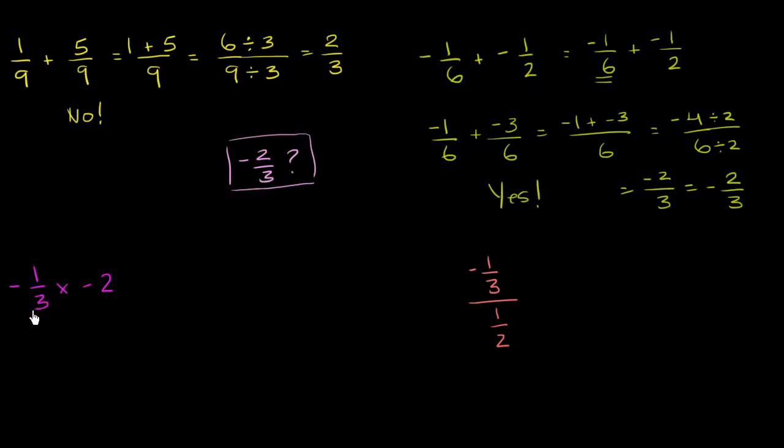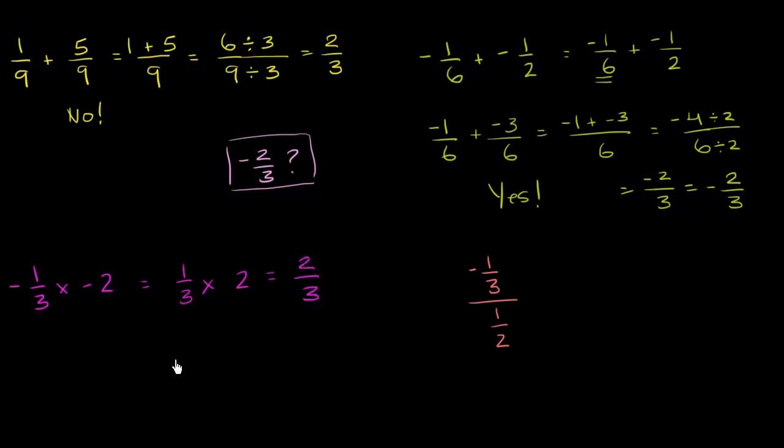Now let's go over here. So we have negative 1/3 times negative 2. Well, if you multiply a negative times a negative, we're going to get a positive, and we're going to get a positive 1/3 times 2. So one way to think about it, this is going to be the same thing as 1/3 times 2, which is the same thing. And there's a couple of ways to think about it. If you have a third, and now you're going to multiply it by 2, you now have 2/3.